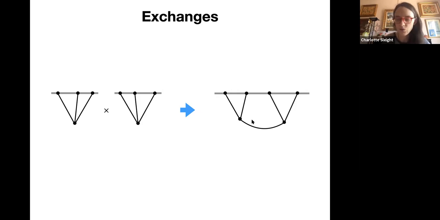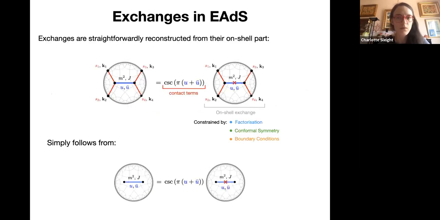So as we saw earlier in the talk, in this Mellin formalism, we can reconstruct an exchange from its on-shell piece by multiplying with this cosecant factor that encodes the contact terms. And this is quite a nice thing because the on-shell object is a much simpler object to deal with and to construct. So in the following, we can just focus on the on-shell exchange, which I always denote by this red cross here on the internal leg. And this is fixed by a combination of factorization, conformal symmetry, and boundary conditions.